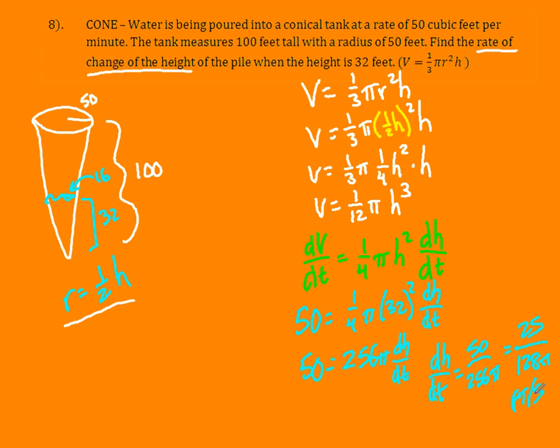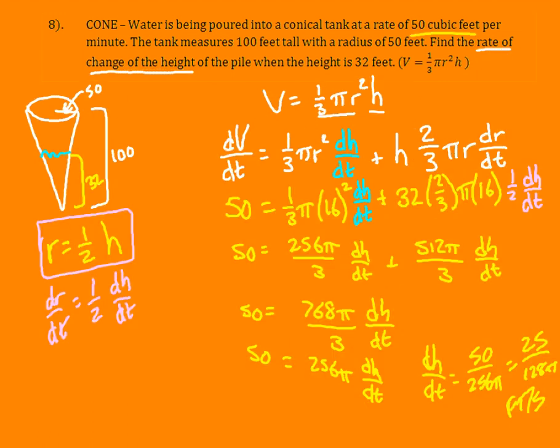So either way you attack this, you still got the exact same answer, 25 over 128 pi, or back with this last way we did it, we also had the same thing, 25 over 128 pi. Two different methods to do either of the ones when you have multiple variables.